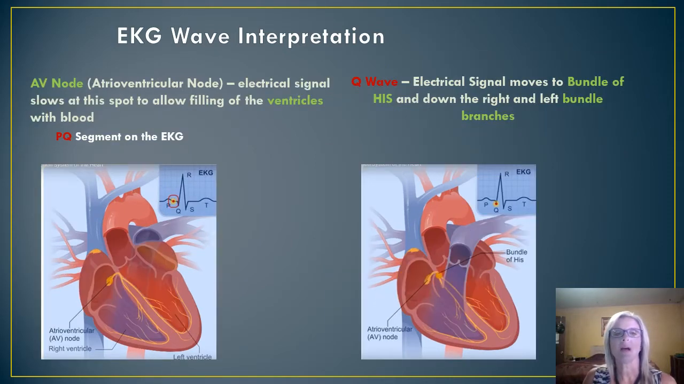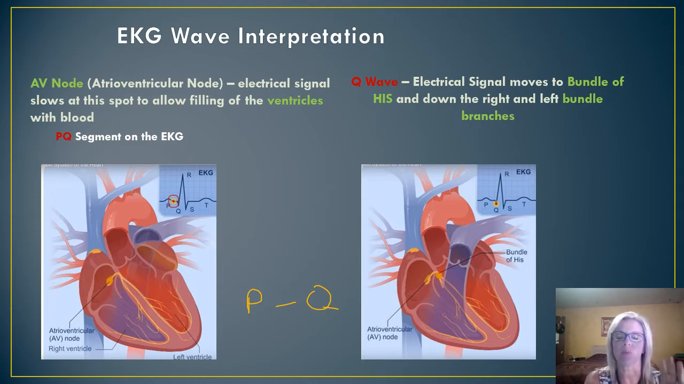We do sometimes refer to this as the PQ segment, so it's the segment going from P to Q, all right. And so the AV node, remember the AV is the gatekeeper, so it slows just a little bit at this spot, which allows the ventricles to fill with blood. So that's what is occurring during the PQ segment, all right.